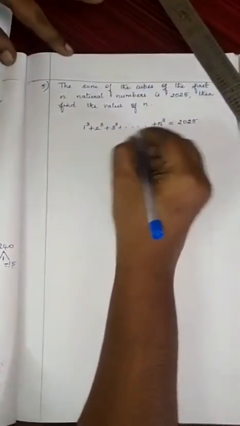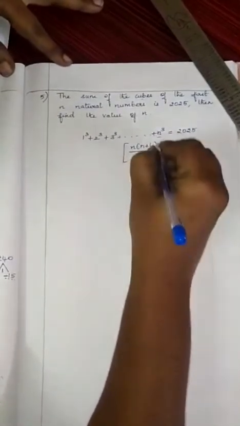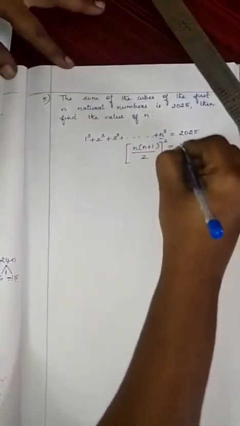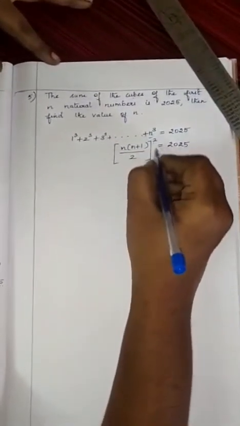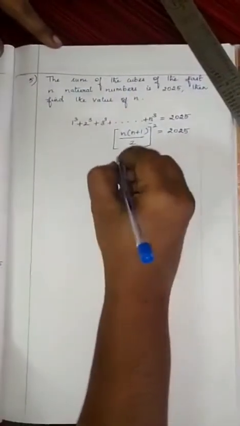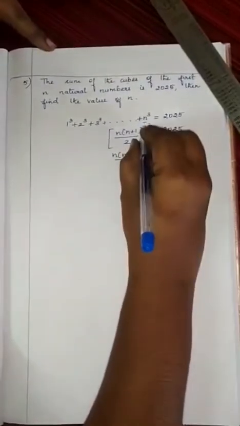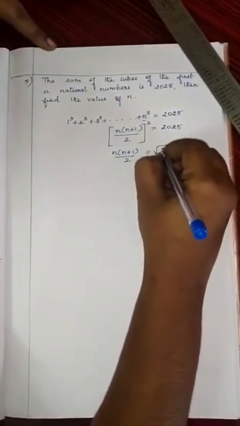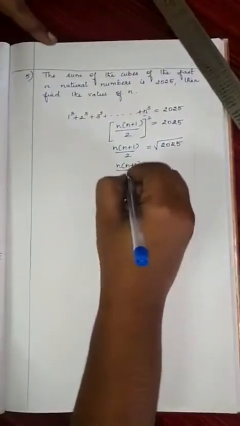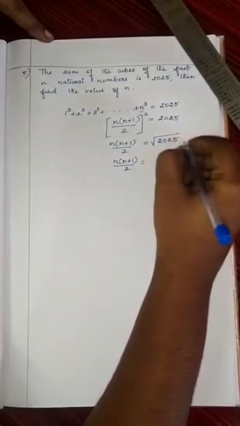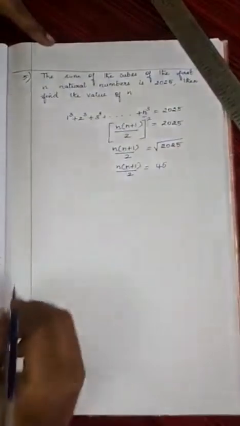What formula will you apply for this cube? n into n plus 1 by 2, the whole square, is equal to 2025. Now you are going to take this whole square to the other side. It will come as root. n into n plus 1 by 2 is equal to root of 2025. What is root 2025? It is 45. 45 into 45 is 2025.